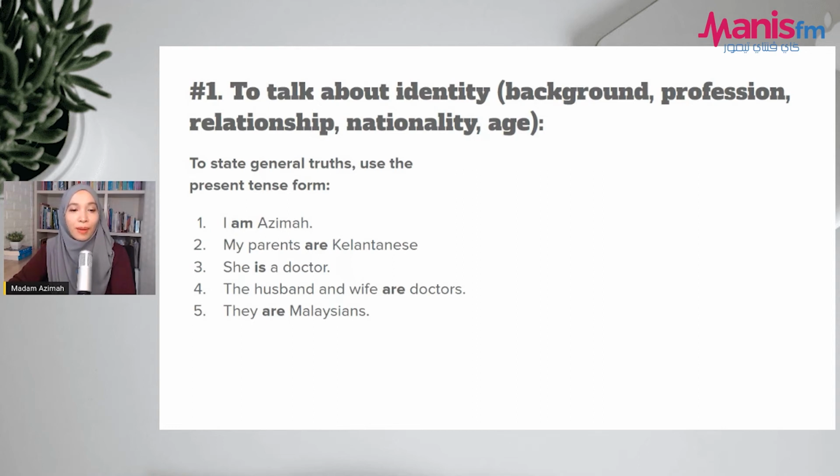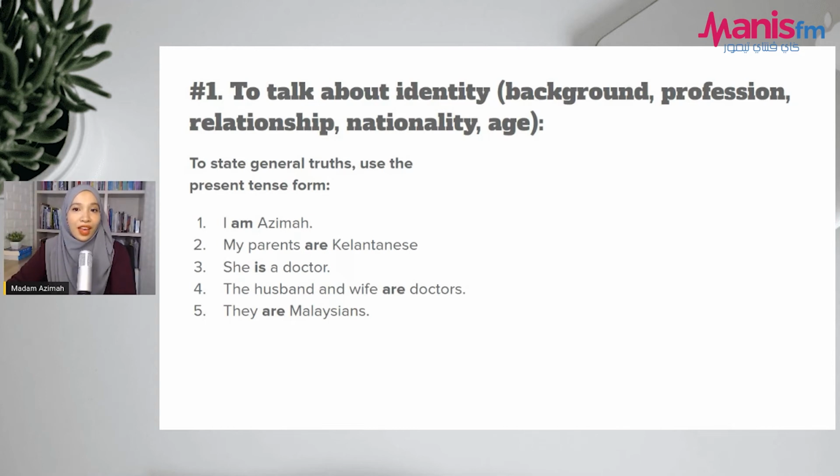Okay, so let's compare again. She is a doctor, no S. But if I use the plural form, the husband and wife, okay, plural subject there, are doctors. I have to use S. Okay.